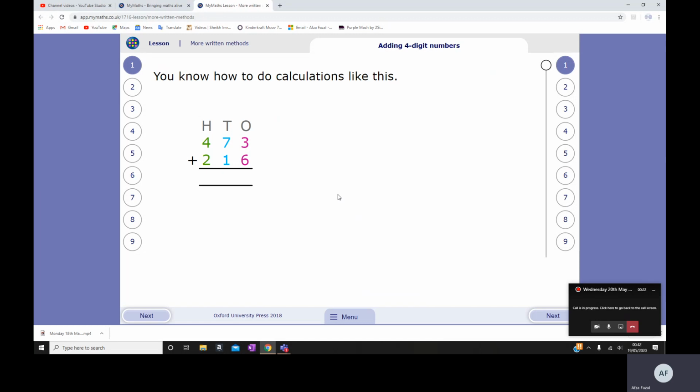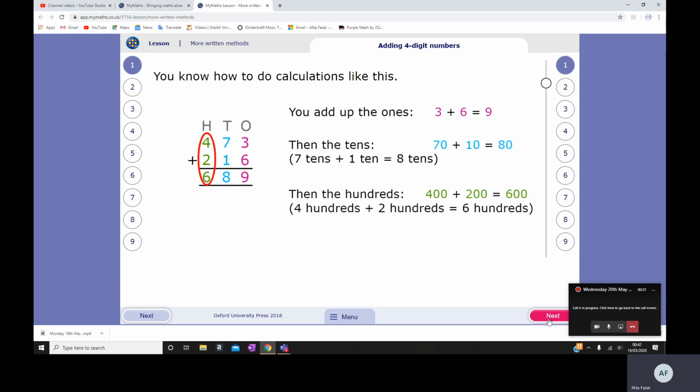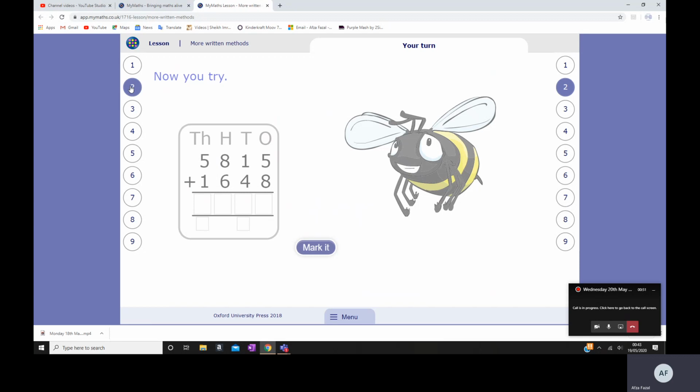All of you have done addition and subtraction in class. You're familiar with it. This is the column method for addition. You start at the ones, then go to the tens and then the hundreds. You add up the ones, you add up the tens, then the hundreds, and that's how you get your answer. It's column by column. So 3 add 6 is 9, 70 add 10 is 80, 400 add 200 is 600, and there's your place value. Each digit goes in the correct place value column.